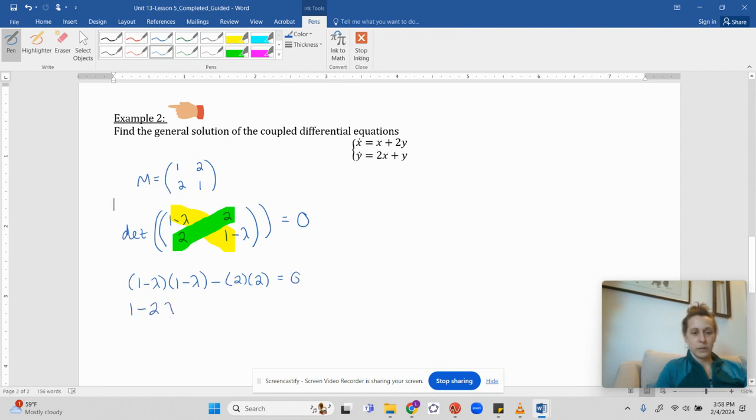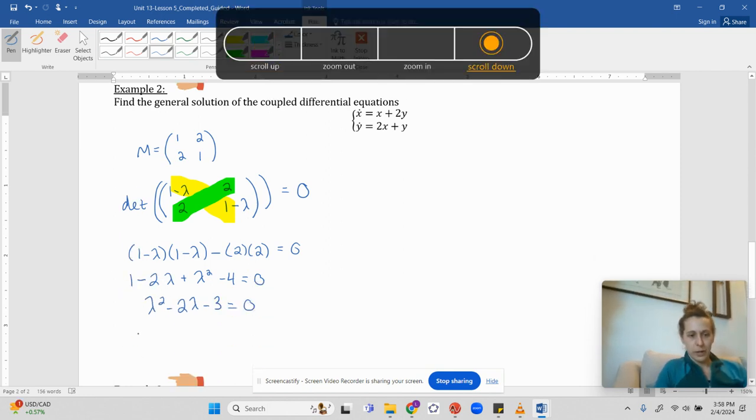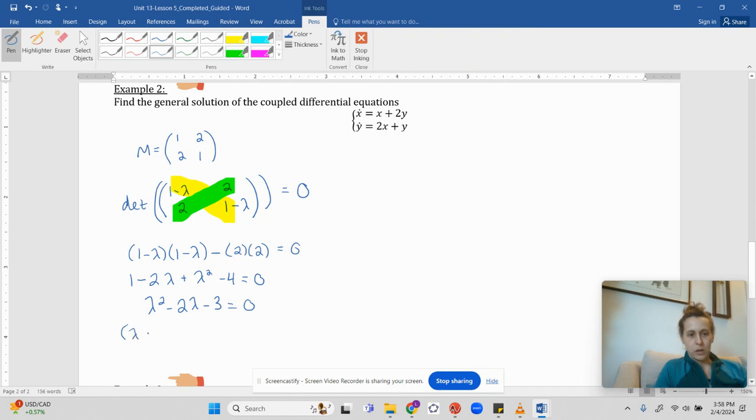1 minus 2 lambda plus lambda squared minus 4 equals 0. So we have lambda squared minus 2 lambda minus 3 equals 0. And we can factor this quadratic to find our two eigenvalues. So we have lambda minus 3 and lambda plus 1 equals 0. And you get lambda 1 is 3 and lambda 2 is negative 1. You can always solve a quadratic using the polynomial root finder in your calculator if you'd like as well.